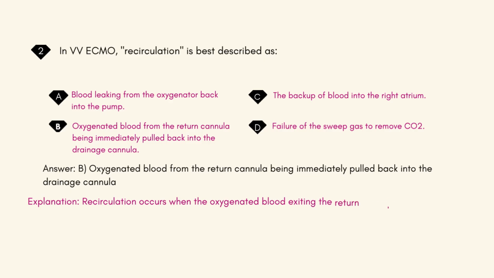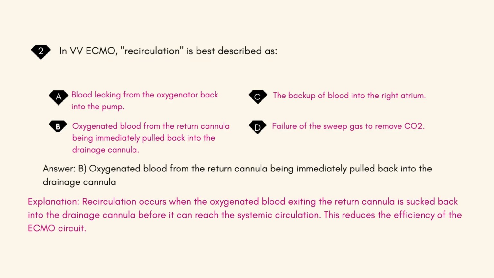Explanation: recirculation occurs when the oxygenated blood exiting the return cannula is sucked back into the drainage cannula before it can reach the systemic circulation. This reduces the efficiency of the ECMO circuit.